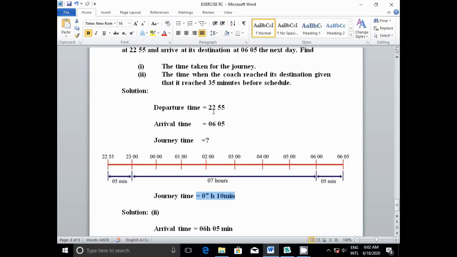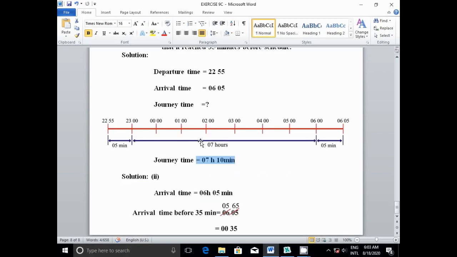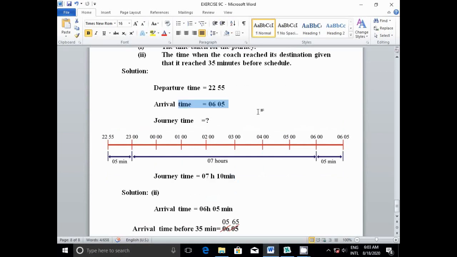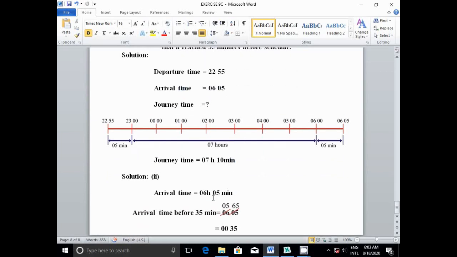Second part of this question: the time when the coach reached its destination, given that it reached 35 minutes before schedule. Again, we are given the arrival time, which is 6 hours and 5 minutes. So we have to subtract 35 minutes from this time, 6 hours and 5 minutes, which means we have to subtract 35 minutes from the arrival time. So simply, if we subtract 35 minutes from the arrival time, then it means the arrival time we are given, 6 hours 5 minutes, minus 35 minutes.